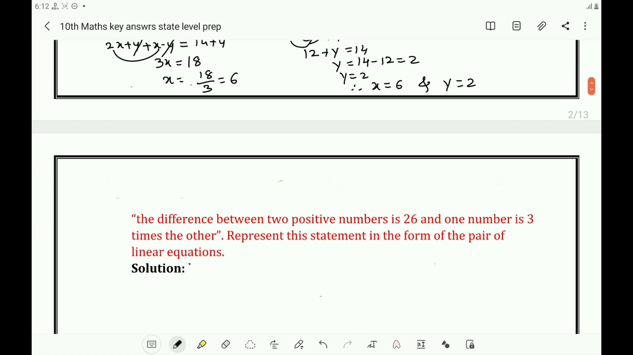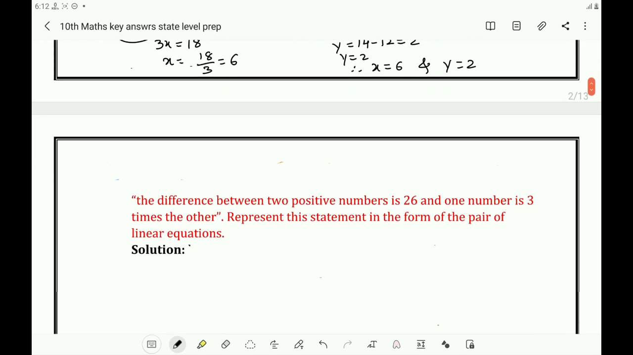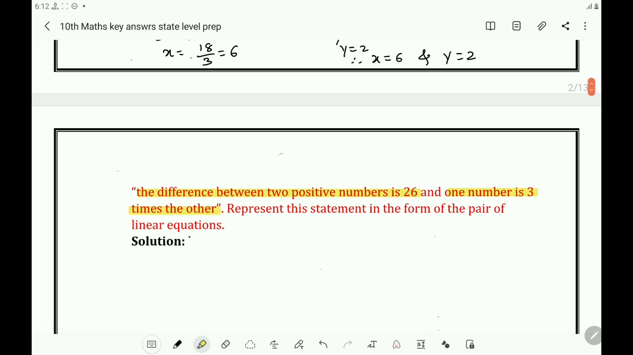Next you take the next question. What is that question? The difference between two positive numbers is 26 and one number is 3 times the other. Represent the statement in the form of a pair of linear equations. We have to represent this statement in the form of the pair of linear equations.